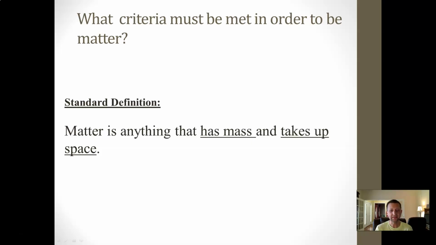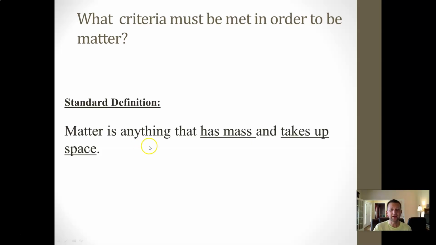Matter is anything that has mass and takes up space. Mass is one of our criteria, and takes up space, we have a fancy word for that, which we'll define in a little bit. You might know what it is, it's volume. Volume is the amount of space something takes up. So it takes up space is really just, it has volume. So matter is anything that has mass and volume.